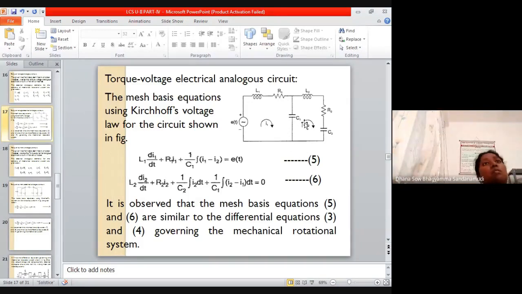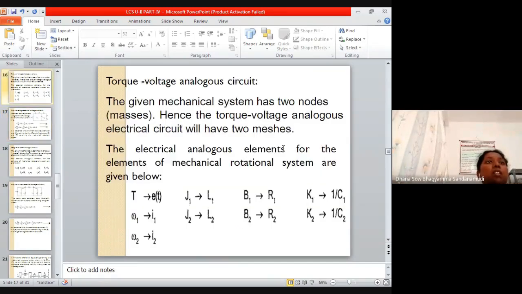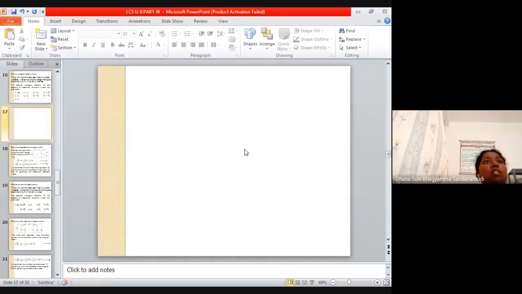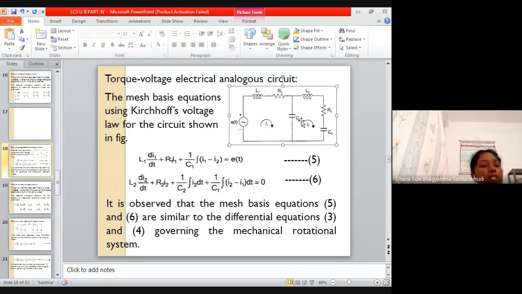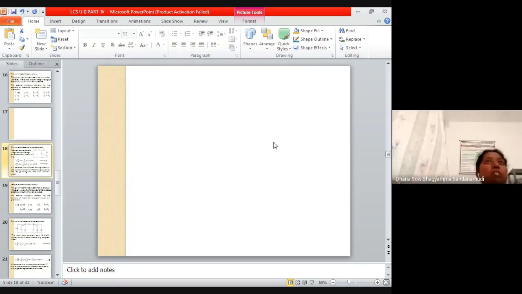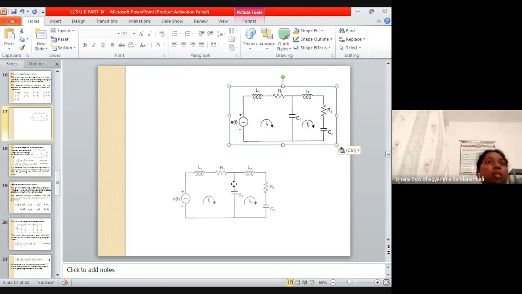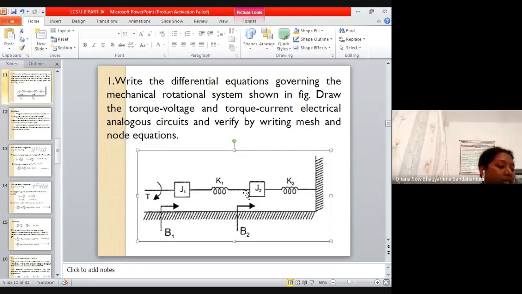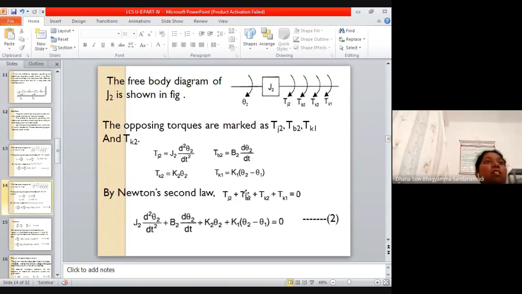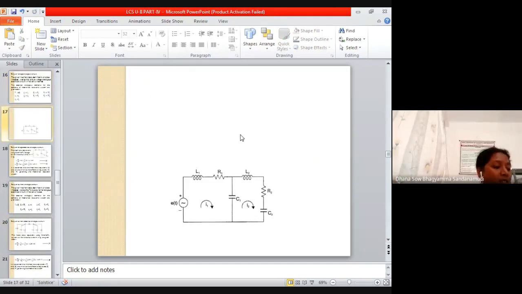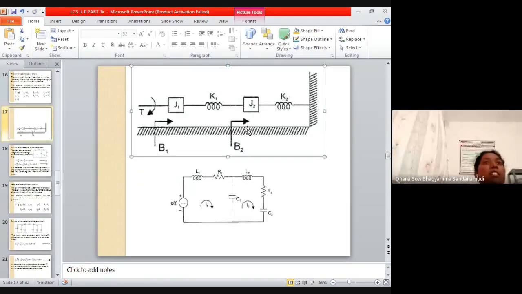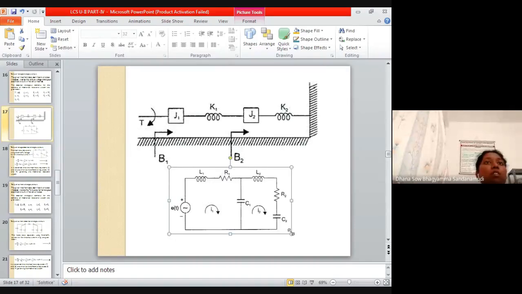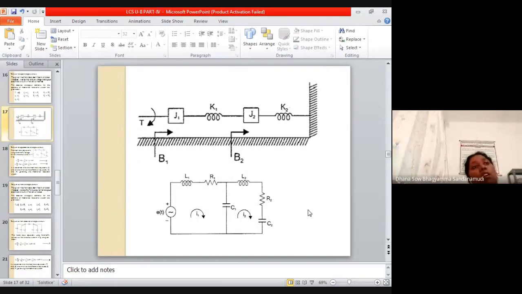So what I will do is I will insert a slide here for your sake. I am going to take this electrical circuit, copy and paste it. This is my electrical circuit, only for your sake. I am taking this mechanical system and copying it here. So this is my mechanical system given. This is my torque voltage analogous circuit. Let us see how I have drawn this.